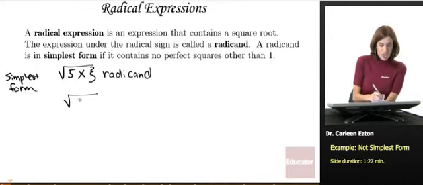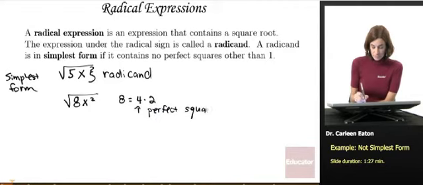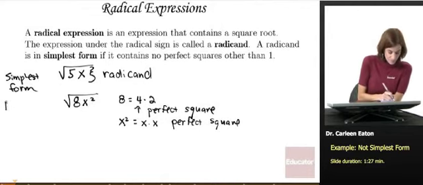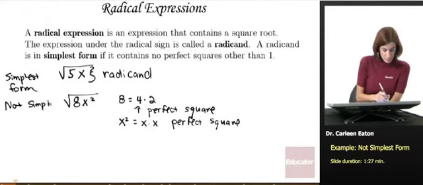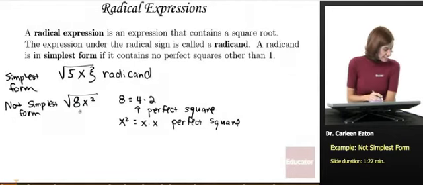Compare that with the expression, the square root of 8x squared. This is not in simplest form because if I factor out, 8 equals 4 times 2. And since 4 is a perfect square, this expression is not in simplest form. X squared also is a perfect square because it's the product of x times x. So x squared is a perfect square. So this is not in simplest form. Shortly, we'll be discussing how you would change this expression and similar ones into simplest form.